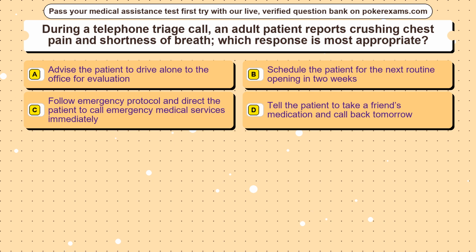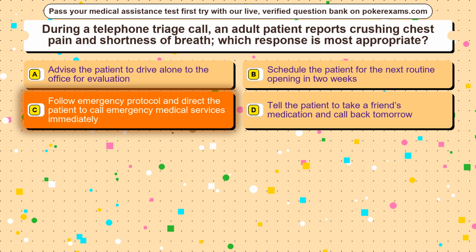Question 49. During a telephone triage call, an adult patient reports crushing chest pain and shortness of breath. Which response is most appropriate? Option A, advise the patient to drive alone to the office for evaluation. Option B, schedule the patient for the next routine opening in 2 weeks. Option C, follow emergency protocol and direct the patient to call emergency medical services immediately. Option D, tell the patient to take a friend's medication and call back tomorrow.